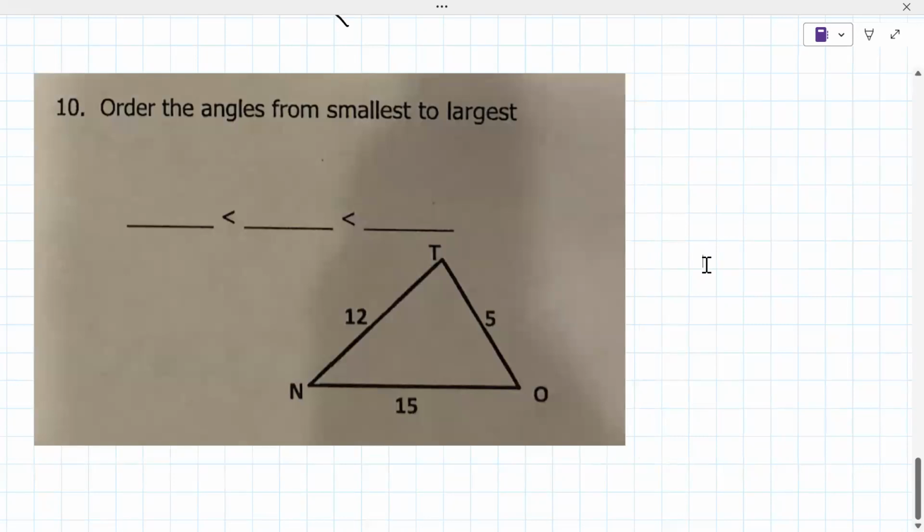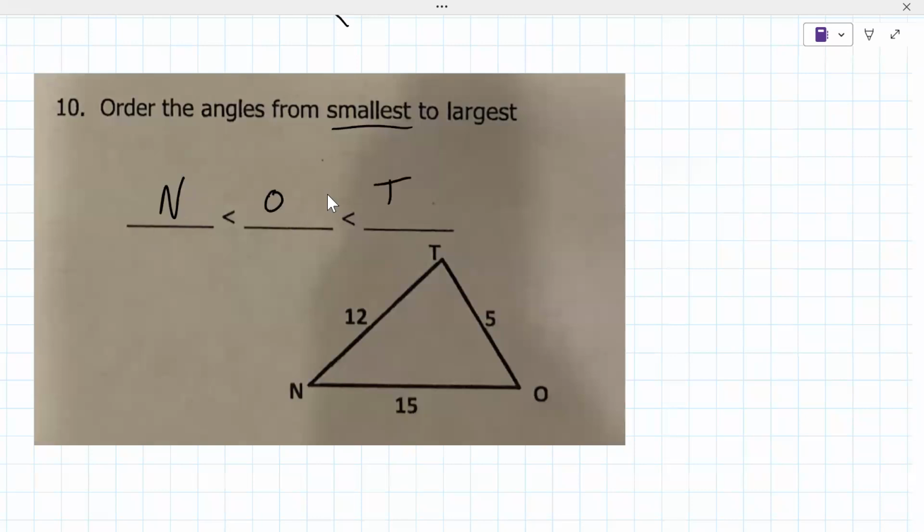So order the angles from smallest to largest. Smallest angle is across from the smallest side. So which angle is across from the smallest side? Which letter? N. Okay. And then you can either go next smallest or you can do the biggest and then do the one in the middle. Just depends how you like to work things. There's no wrong way to do it. Okay. O and then T.